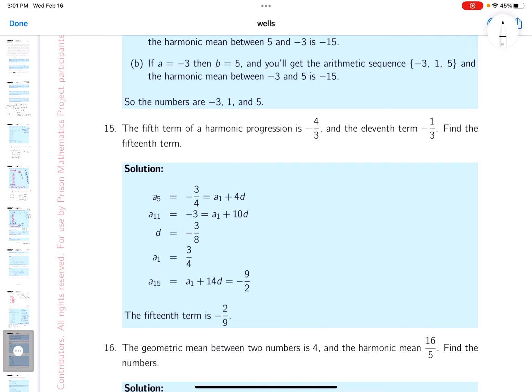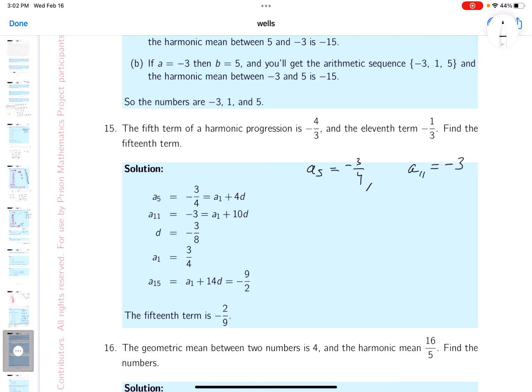Okay, number 15. They say the fifth term of the harmonic progression is minus 4/3, and the 11th term is minus 1/3. Now, what does that mean? Well, that means A5 is the reciprocal of minus 4/3, so minus 3/4. And by the way, when I say A, I'm talking about the arithmetic now. And A11 is the reciprocal of minus 1/3, which is minus 3. So my goal is to figure out for the arithmetic what the D is.